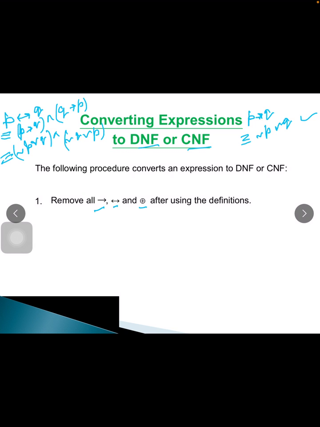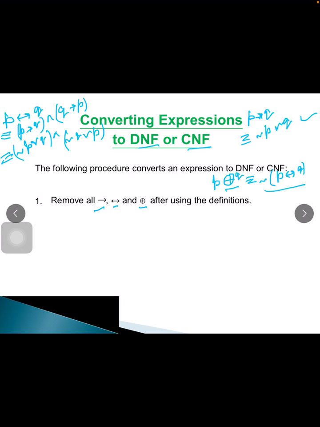Similarly, the XOR. How can we reduce the XOR? Suppose we have P XOR Q, so what does it mean? I told you in an earlier lecture that this is equivalent to the negation of the biconditional P biconditional Q. Now you know how to represent the biconditional in the form of conjunction and disjunction, so you just have to do the negation of this, then we can remove the XOR.